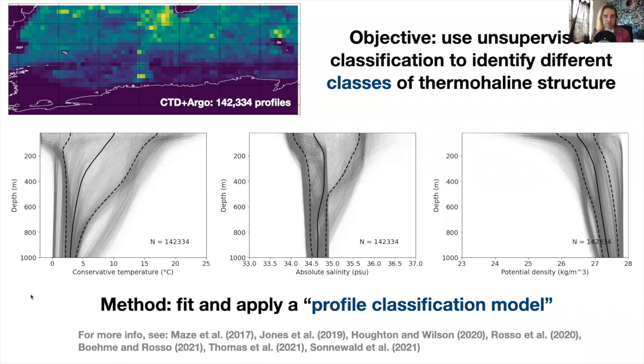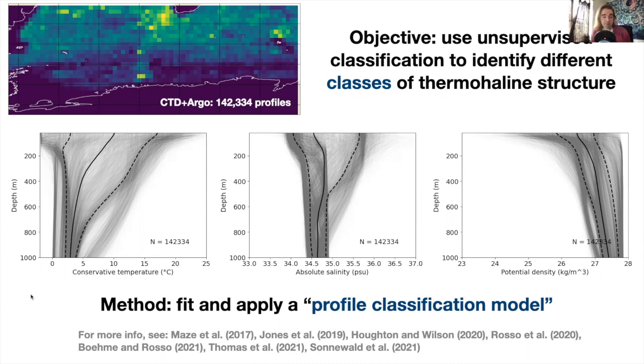In recent years, a few groups have attempted to apply unsupervised classification, which is a type of unsupervised machine learning, to the identification of different thermohaline structures. I've listed a few of the relevant papers that I'm aware of below. My apologies if I missed any of them or if I missed yours.